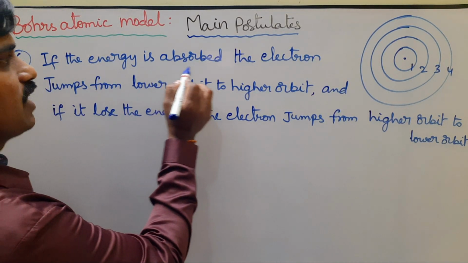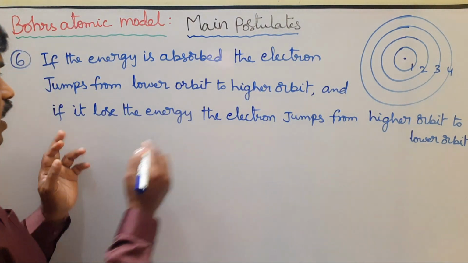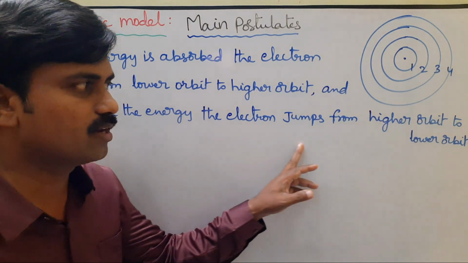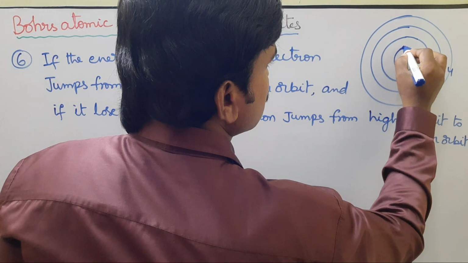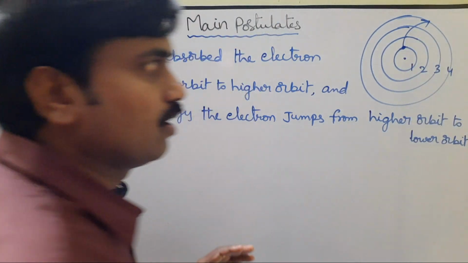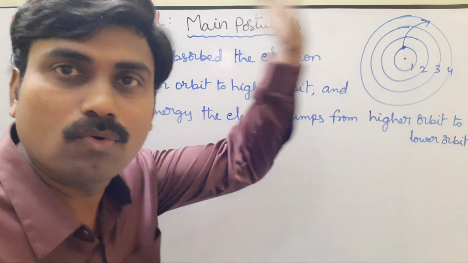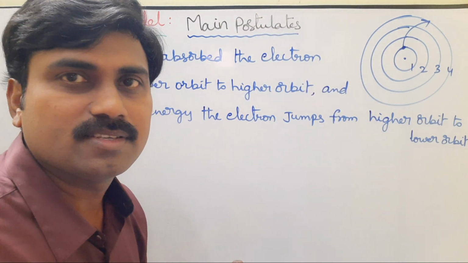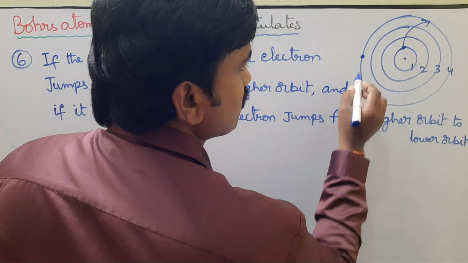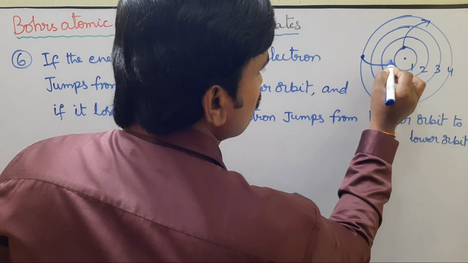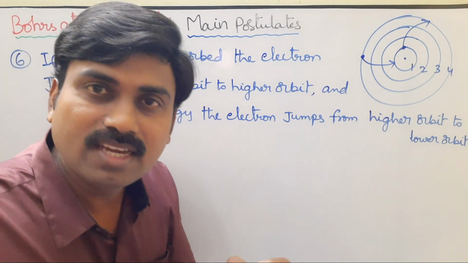Look at the next point. If energy is absorbed, the electron jumps from a lower orbit to a higher orbit. And if it loses energy, the electron jumps from a higher orbit to a lower orbit. Suppose the electron jumps from the first orbit to the fourth orbit, it absorbs energy. When the electron jumps from an inner orbit to an outer orbit, it increases or absorbs energy. Suppose the electron is present in the fourth orbit and jumps to the first orbit, it loses energy or decreases the energy.